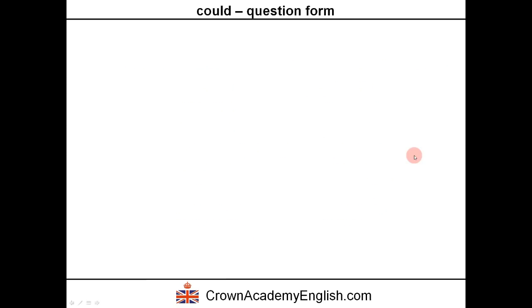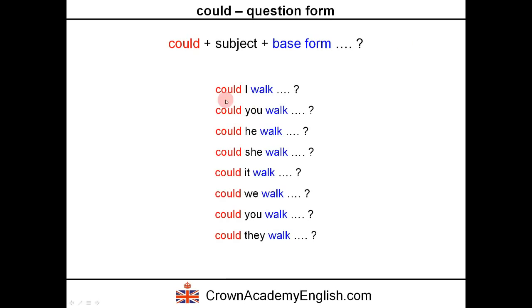And finally, the question form. So we reverse the order. We now have could, then the subject, then the base form, and when we're writing it, we write a question mark at the end of the question. Could I walk? Could you walk? Etc. Okay, so that's the form. Now let's look at the use and meaning.